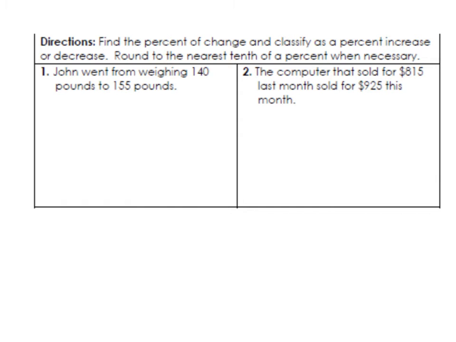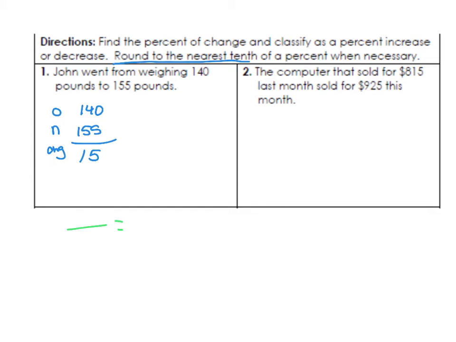These are probably going to be the hardest of our problems today just because they don't come out to a whole percent. We're going to round it to the nearest tenth. So again, I want the original, the new price, and the change. John went from weighing 140 pounds to 155. So he started at 140. He went to 155. My change then is, I believe, 15. So that's my change.